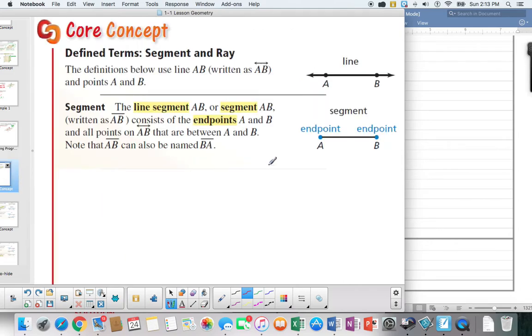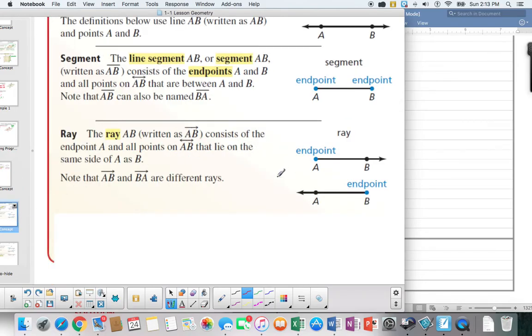Next vocabulary word is segment, or we can say line segment. This is the picture of a segment, and this is how we label it. And we say segment AB or segment BA. These are called endpoints.